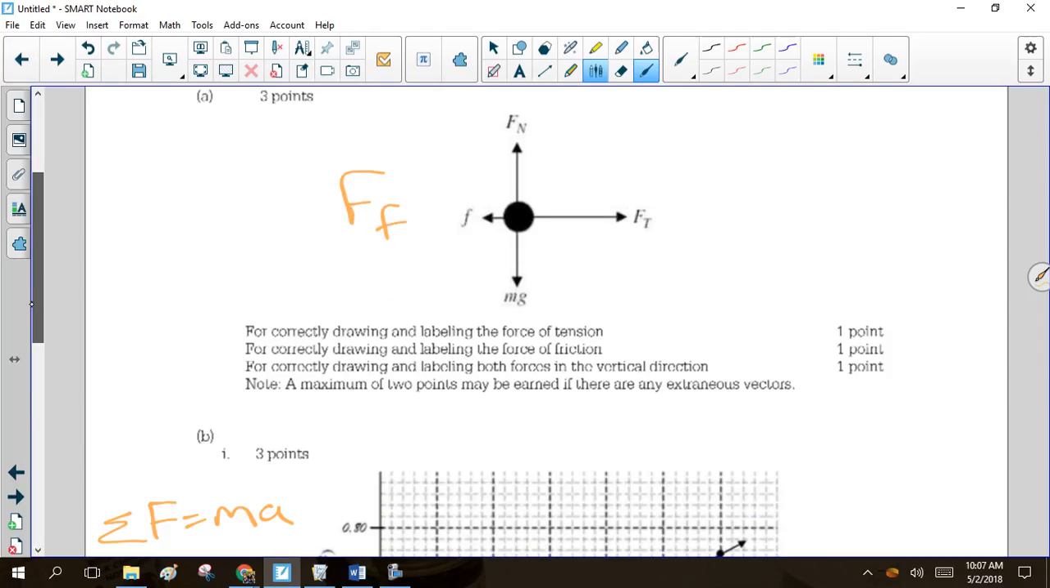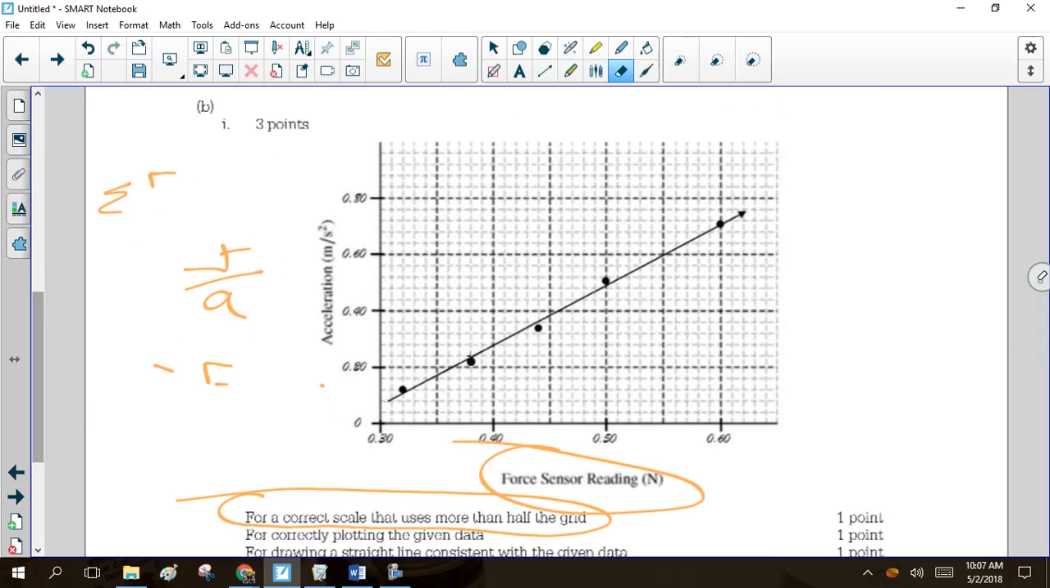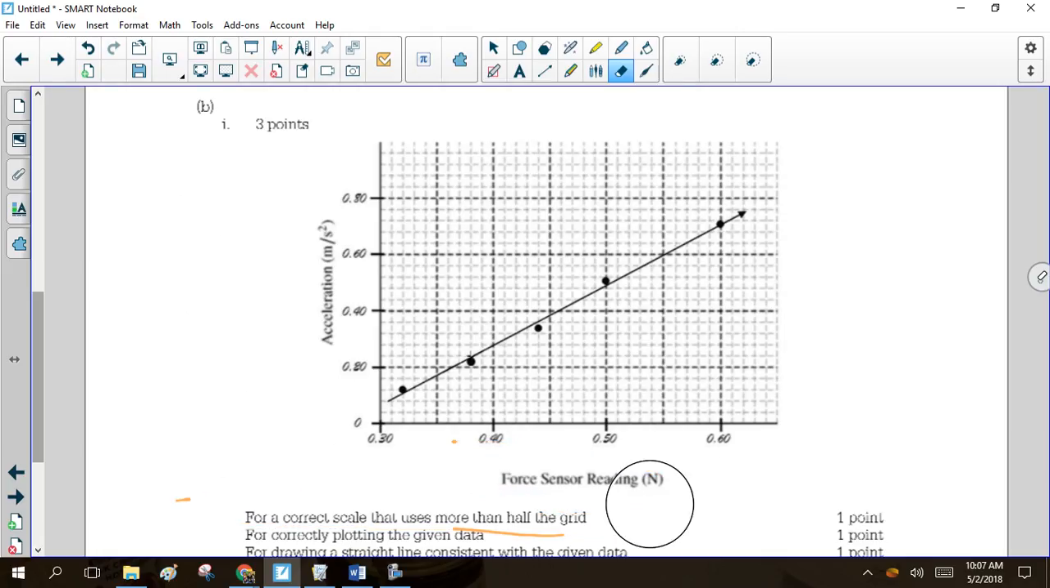So if you extrapolate this graph, does everybody know what I mean when I say extrapolate? Extend it longer than it is. If you extrapolate the graph, you discover that our acceleration is 0 when the force from the sensor is not 0. In other words, you need to pull with more than 0 force just to create acceleration. Why? Because of friction, right? So do you guys agree that this x-intercept, not the y-intercept, the x-intercept should represent how much friction there is?